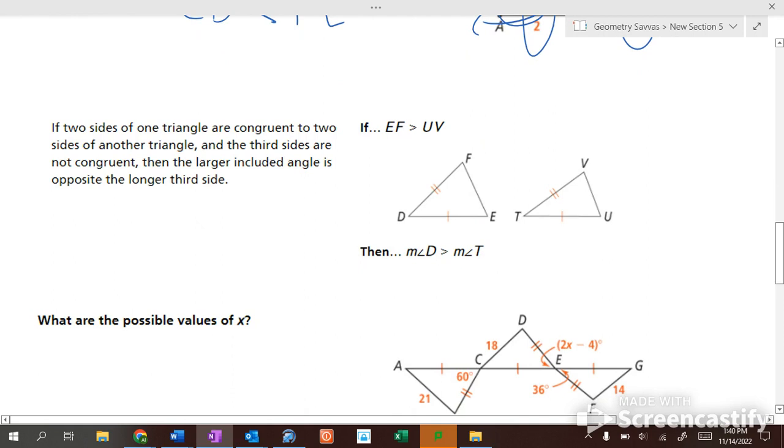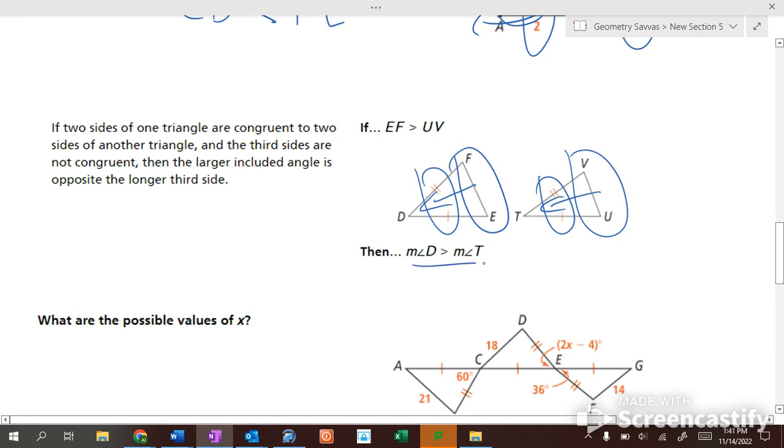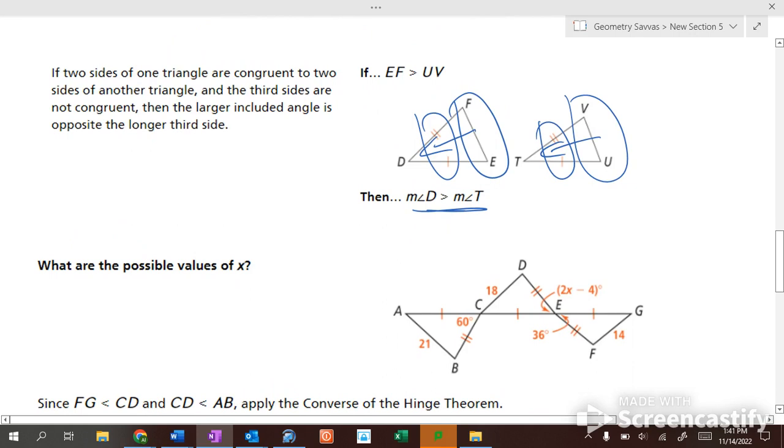Now, next thing. If we have two sides that are congruent, and this side is longer than this side, what do we know about the angle? Well, angle D is bigger than angle T because the sides opposite are longer. Just the opposite of what we were just doing. So, if this is 6 and this is 4, angle D would be bigger than angle T because the other parts of the triangle are the same, but with the one part different, we can say things about that.